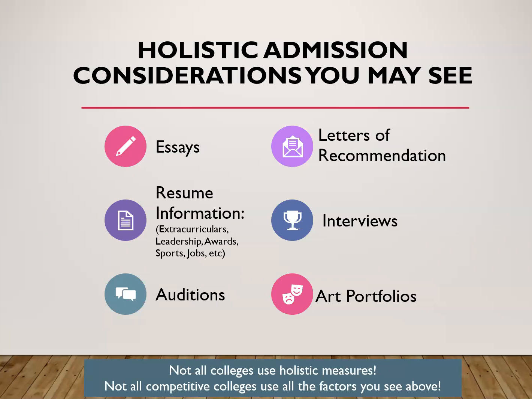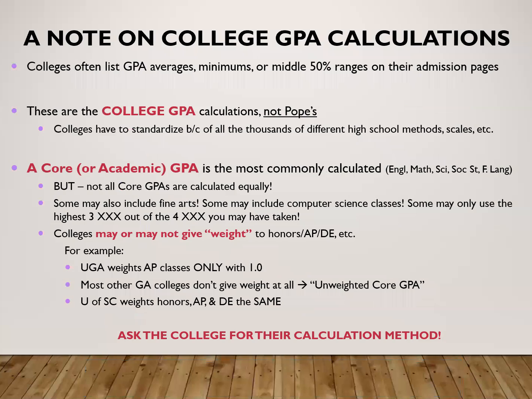But not every college is going to require these holistic factors. Some do, the competitive colleges will, but a lot of schools, even in the state of Georgia, are not even going to be asking for a lot of this information. So it's up to you to know what the college is going to be looking for. That's part of what we want you to be doing in your application process and your college search process, is seeing what is required.